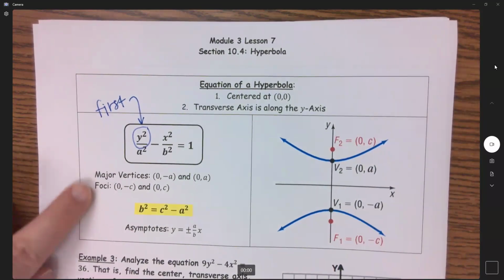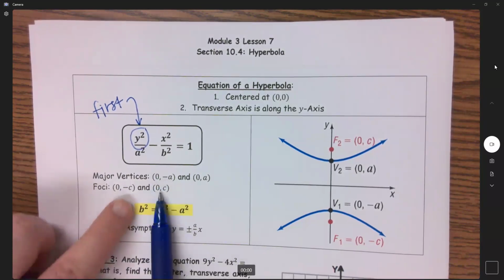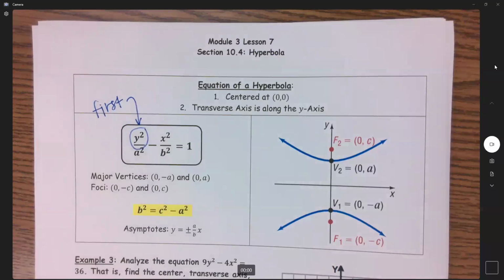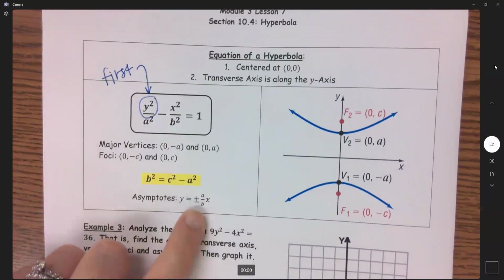So these are the same, except now my value for a is in my y value, and my c is in my y value, not my x. This formula doesn't change, but this one does.